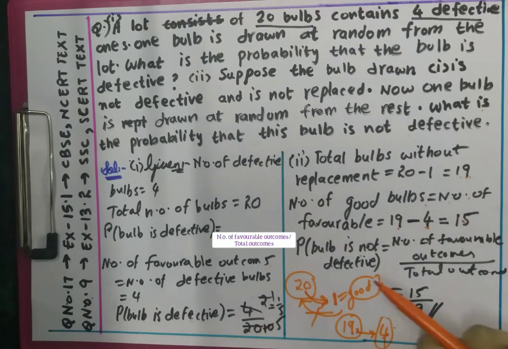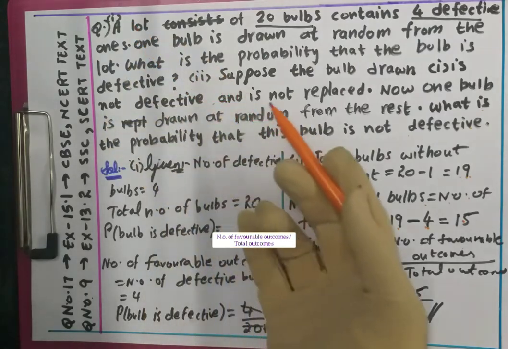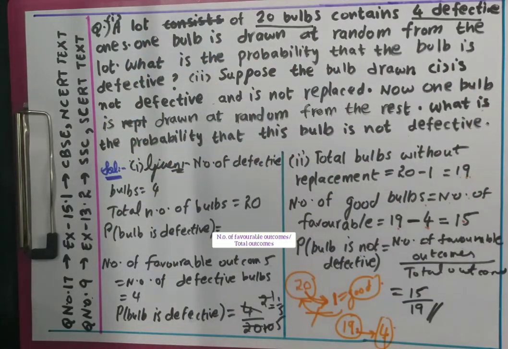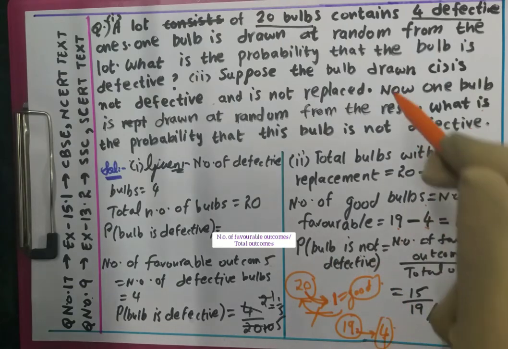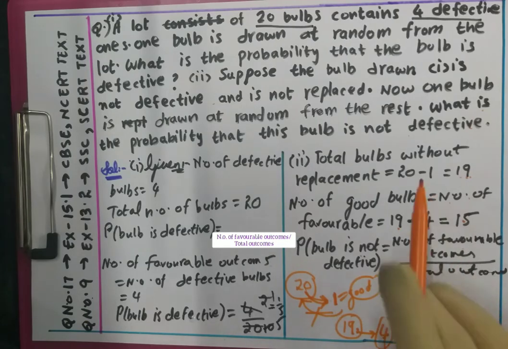Hope you have understood this question. The first bit and second bit are there in CBSE. It is not marked first and second in SSC, but the question is the same. So hope you have understood the concept of with replacement and without replacement. Remember, without replacement means I have to subtract from the total number of bulbs. Be careful with that concept.